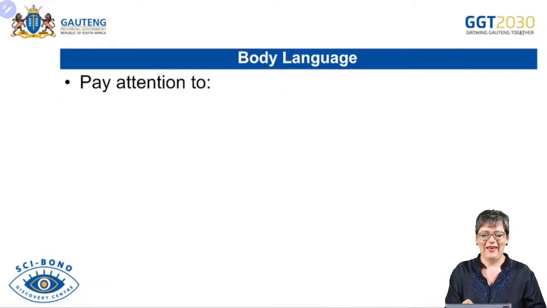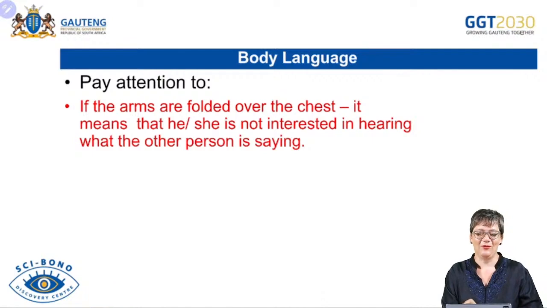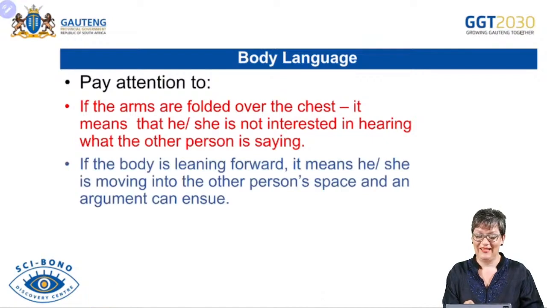Right. Pay attention if the arms are folded over the chest. So watch what's happening. If somebody stands in front of you with their arms folded over their chest, it means they're not interested to hear what you're saying. If they're leaning forward, they're moving into your space. And that can lead to an argument.